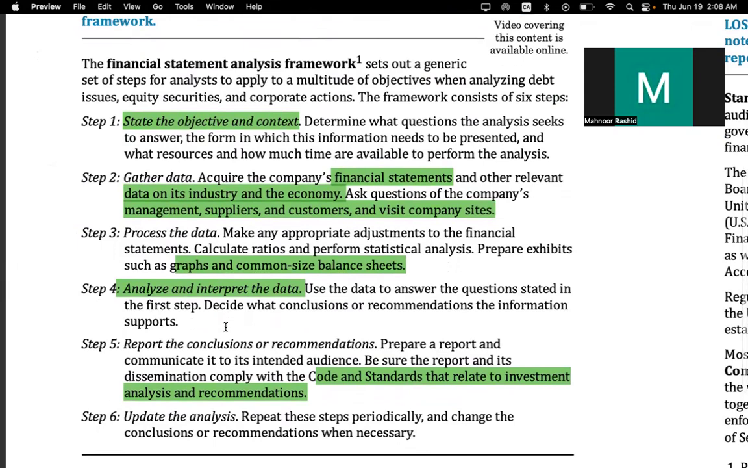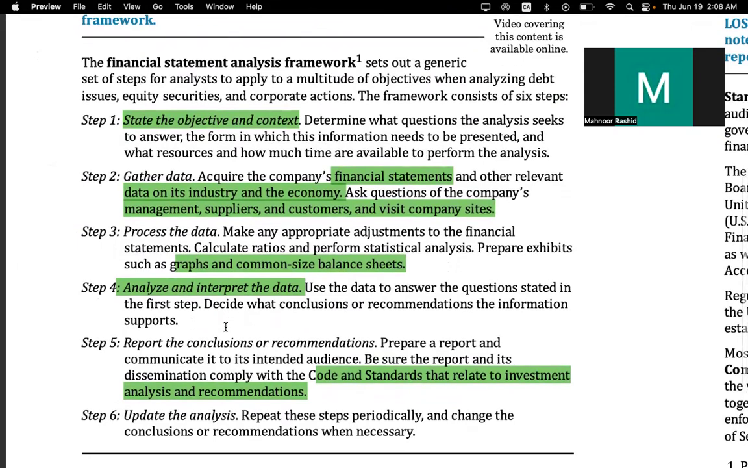Stating the objective and context. What are we looking for? Then gathering data. Then we have processing data. And after that, we have analyzing and interpreting data. And then lastly, we have reporting the conclusions and recommendations. And then step 6 is updating the analysis.